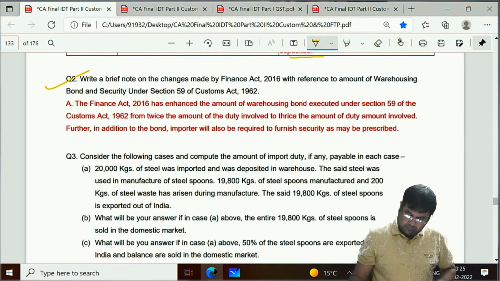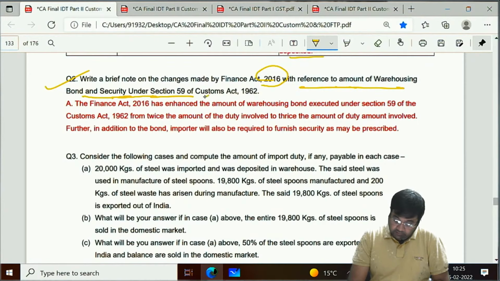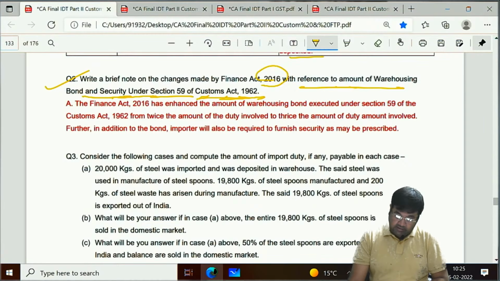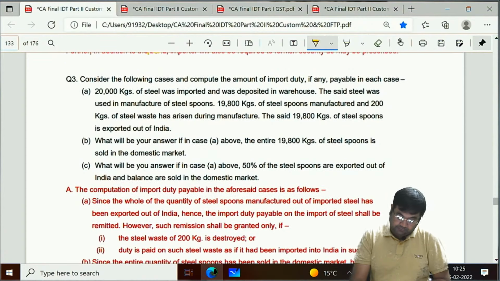Question 2. Write a brief note on change made by Finance Act 2016 with reference to amount of warehousing bond and security under section 59 of Customs Act 1962. So now it is basically thrice. Previously it was twice. Now it is thrice.